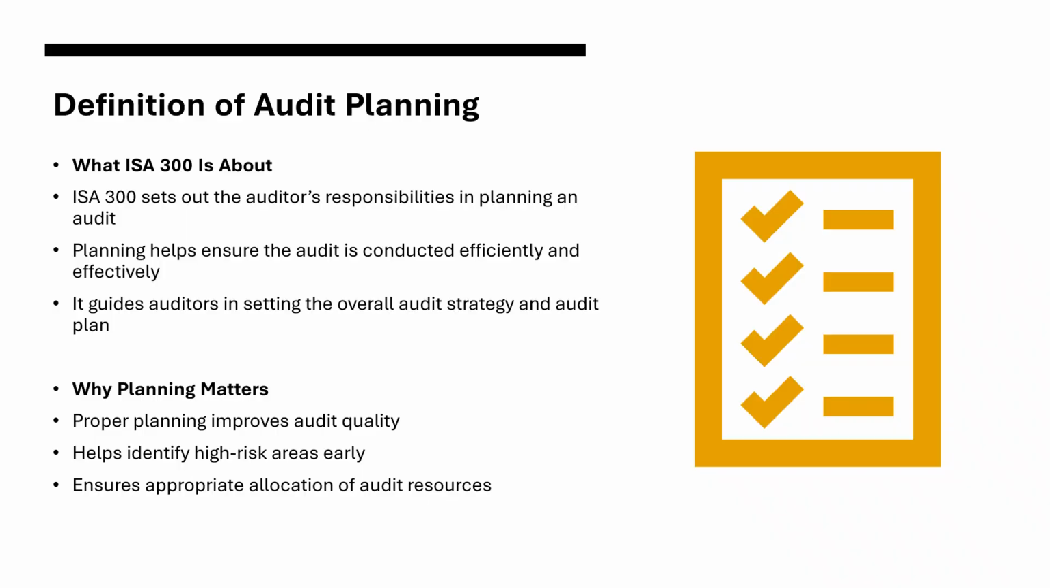Let's start with the basics. What do we mean by audit planning? ISA 300 explains the auditor's responsibility when planning an audit. Planning is not just an administrative step, it is a structured process that helps auditors perform the audit efficiently and effectively. Think of it like planning a journey. Before you travel, you decide the route, the time, and the resources that you will need. Similarly, auditors plan the audit before starting detailed testing.